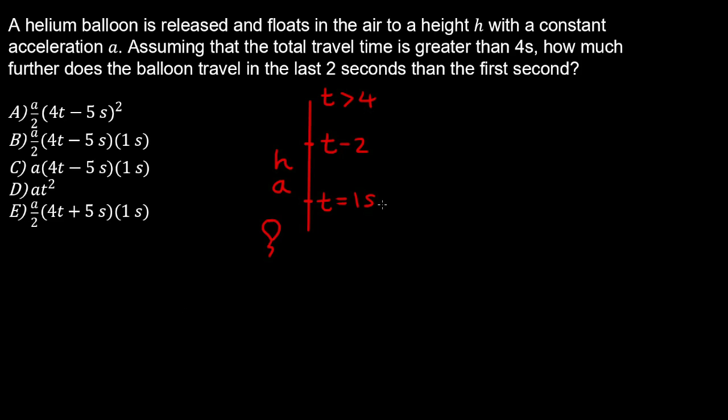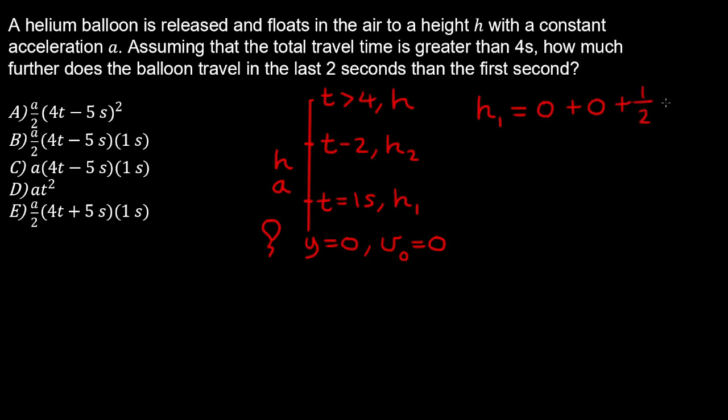So if we designate this position as y equals 0, and this position is y equals h1, and this one is h2, and the final position is h, then we have an initial velocity of 0 because the balloon is released from this position. So therefore, using the kinematic equation, h1 is equal to the initial position plus the initial velocity by time plus 1/2 by the acceleration by a time of 1 second squared.